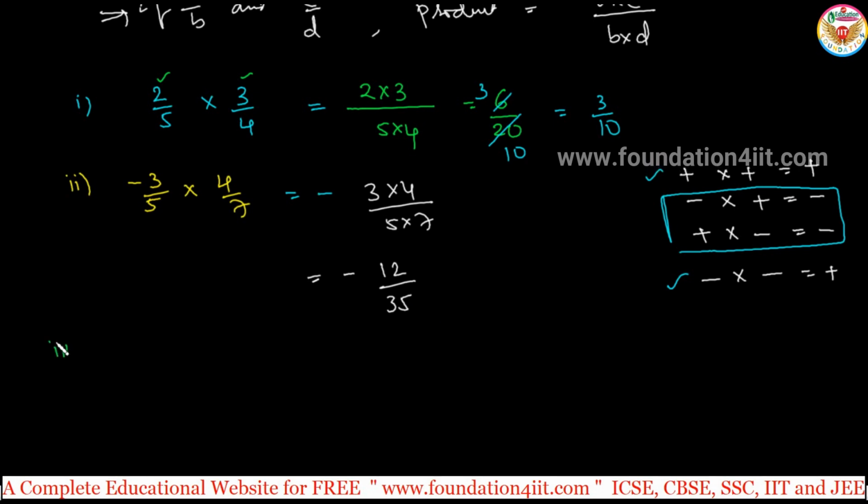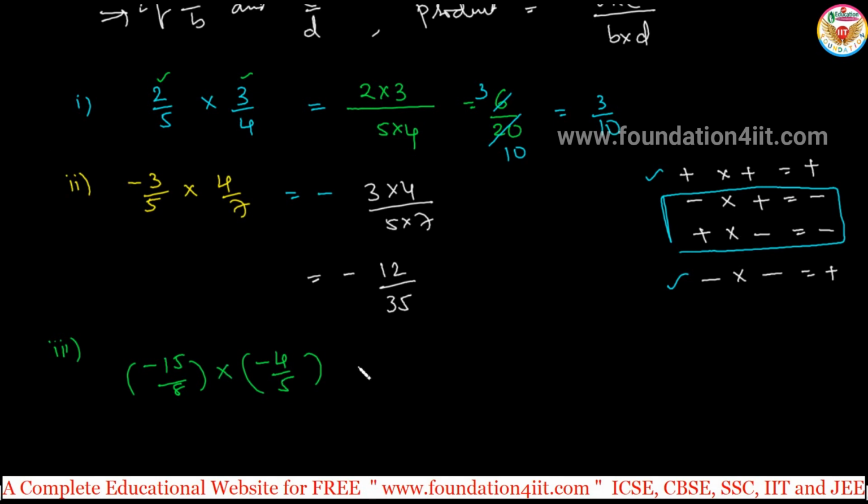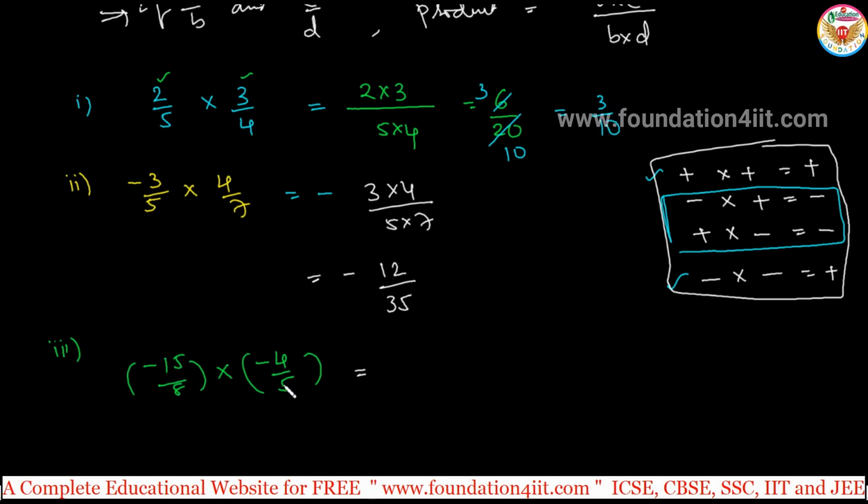And similarly, when both are negative, like minus 15 by 8 is one rational number, and minus 4 by 5 is another rational number. So we need to multiply this. First you need to multiply the sign. Sign means you can use this rule. When both are plus, or both are negative, or one is positive and one negative, you can check. 15 by 8 is negative, 4 by 5 is also negative. Minus into minus is plus. So in general, the plus sign need not be kept, just for understanding I am keeping it.